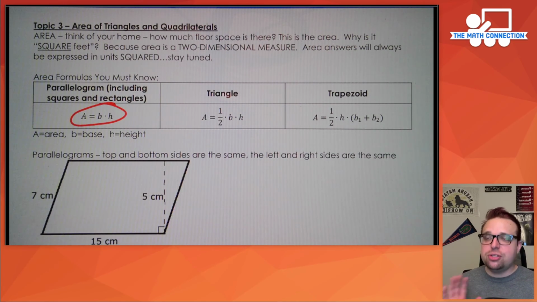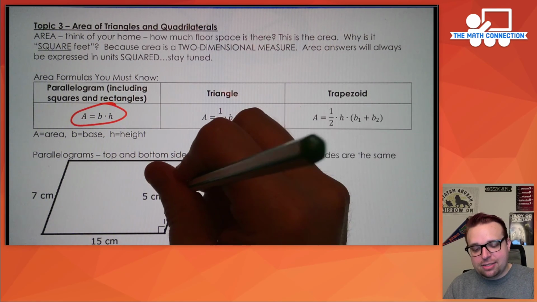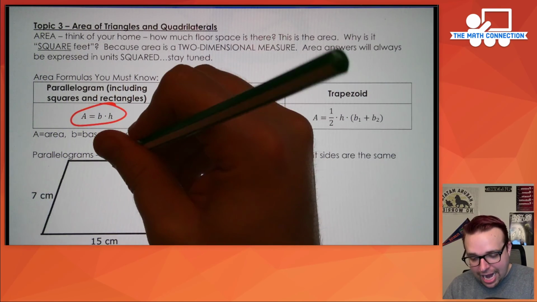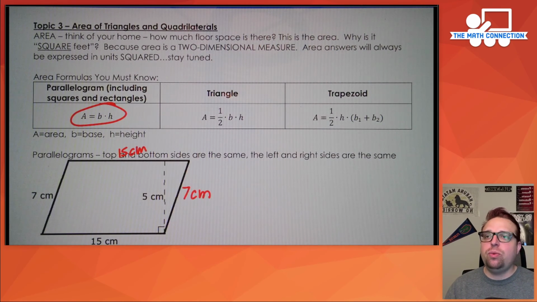let's do that. Let's stay on the parallelogram thing and do that example first. That's this first one. The top and bottom sides are the same. The left and right sides are the same. That makes this 7 centimeters as well. And that makes this top part 15 centimeters. We have all the measurements we need. You need to know what's a base and what is a height.